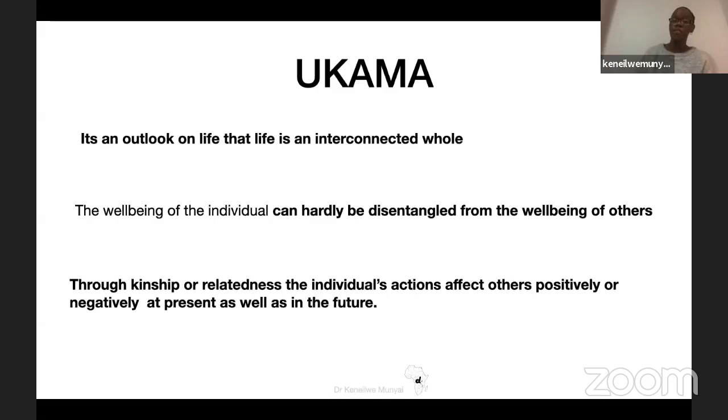And then, of course, there's this wonderful philosophy from Zimbabwe called Ukama, which is an outlook on life, that life is an interconnected whole. The well-being of an individual can hardly be disentangled from the well-being of others. And this is important. It's not about me as an individual. It's about us, the collective.